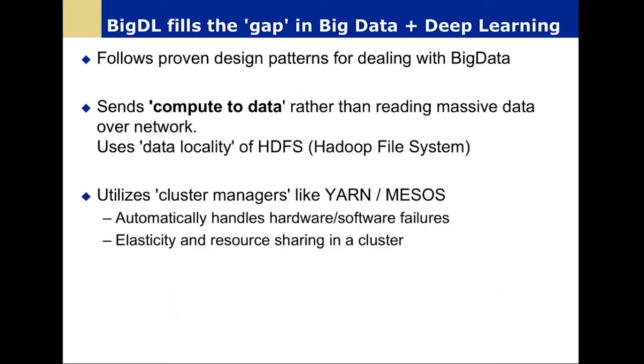Big data up to heretofore didn't really have much of a deep learning component that we could use. It allows, though, us to use the architectural principles that we've learned in big data, sending compute to data rather than the other way around, using data locality of Hadoop Distributed File System, HDFS, and other similar file systems as well, and utilizing cluster managers like Yarn and Mesos.